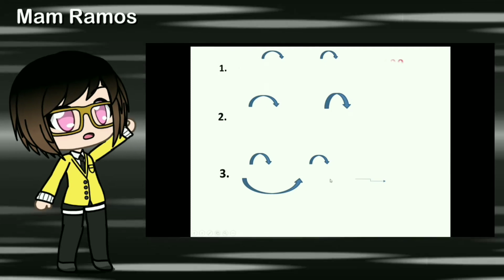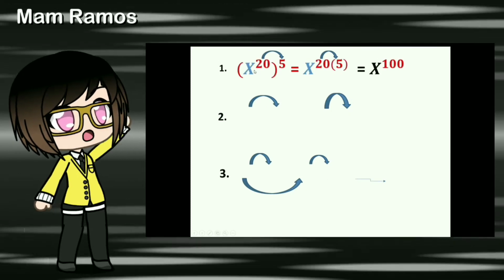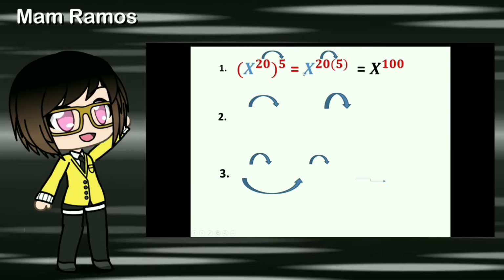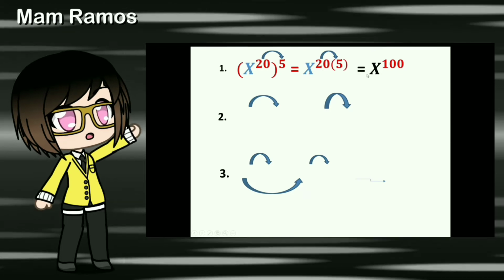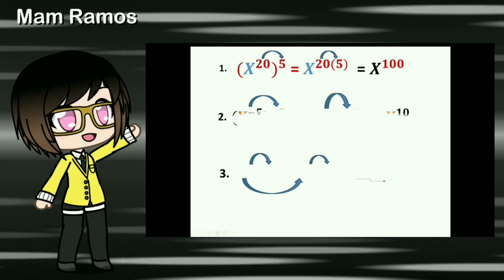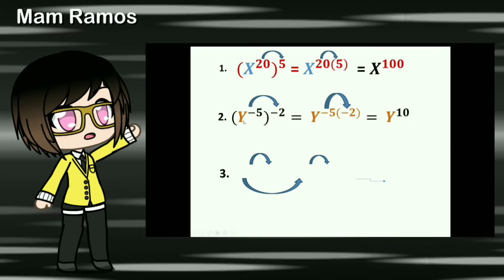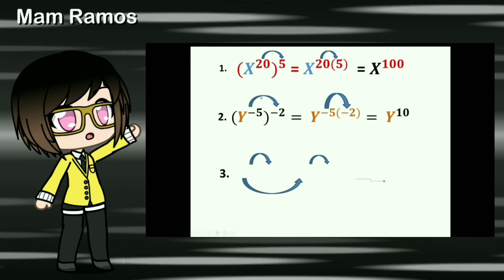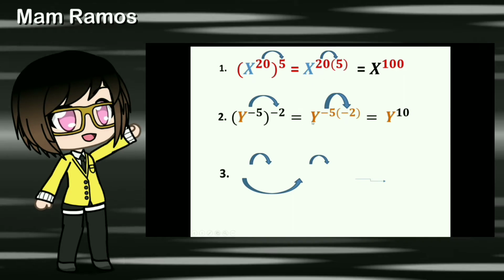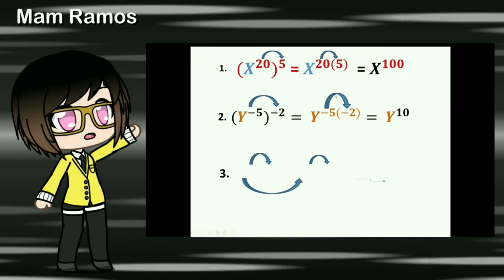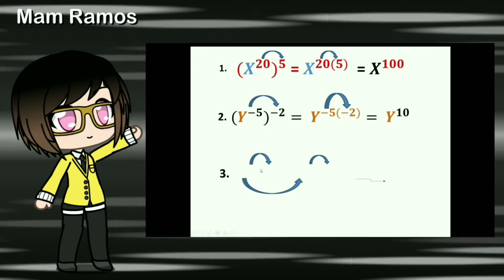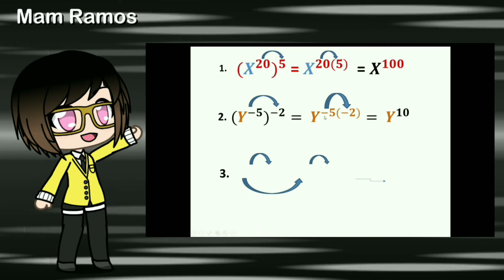We have number 1 example. X to the 20 raised to the 5th power will be equal to x to the 20 times 5, which is x to the 100. We have number 2. Quantity y to the negative 5 with a negative 2 exponent outside will be equal to y to the negative 5 times negative 2, which is y to the 10 power, because we simply multiply the exponents of y, which is negative 5 times negative 2.